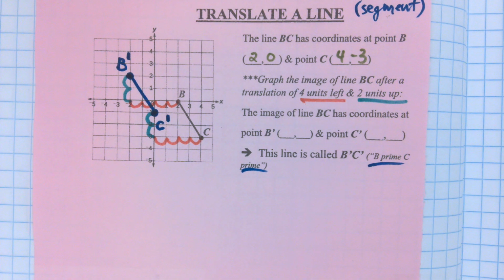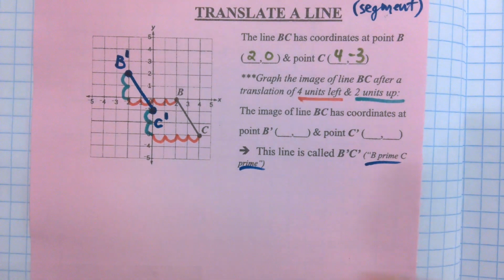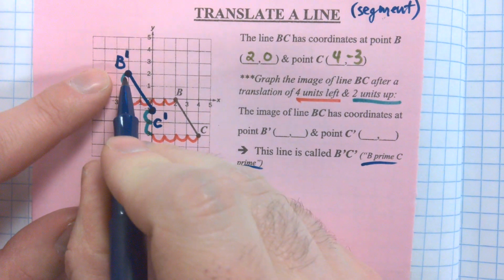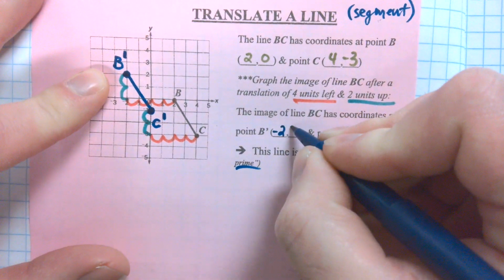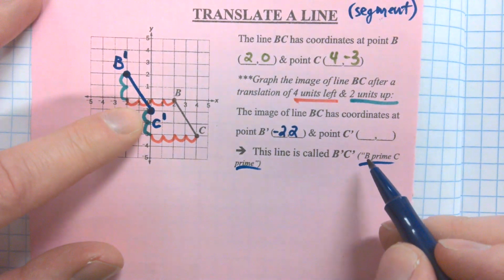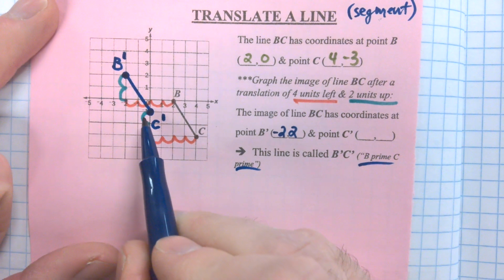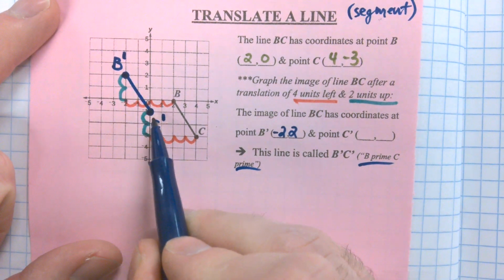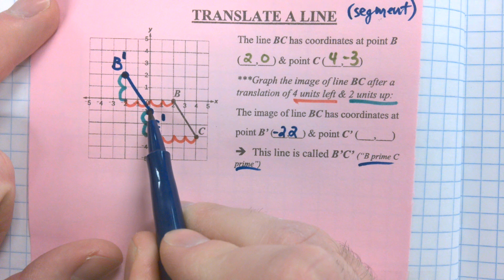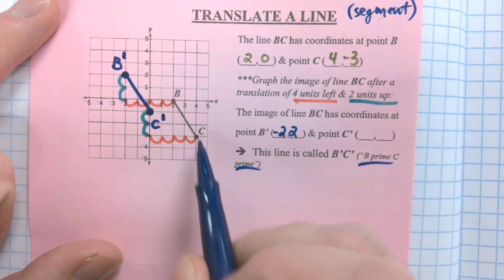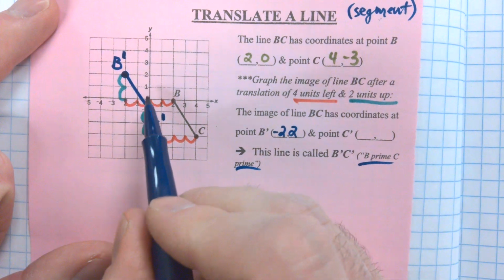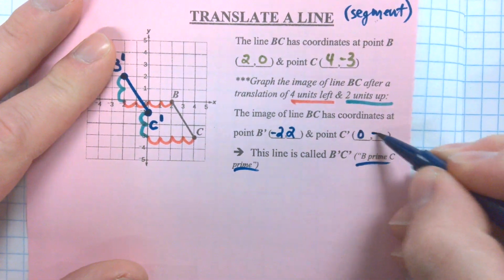Or did you have a question? Oh yeah, what's up? Oh, I'm sorry. I forgot about the coordinates. B prime's coordinates right up here: -2, +2. What about C prime's coordinates? C prime right here is at 0, -1. C was at 4, -3, but C prime right here is at 0, -1.